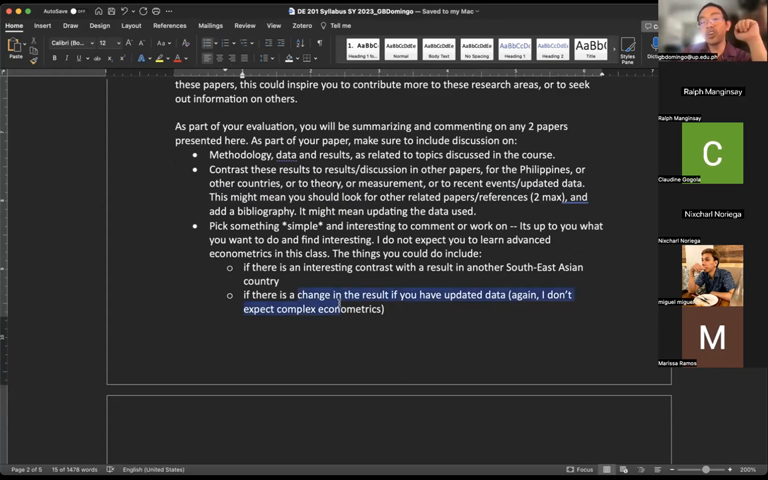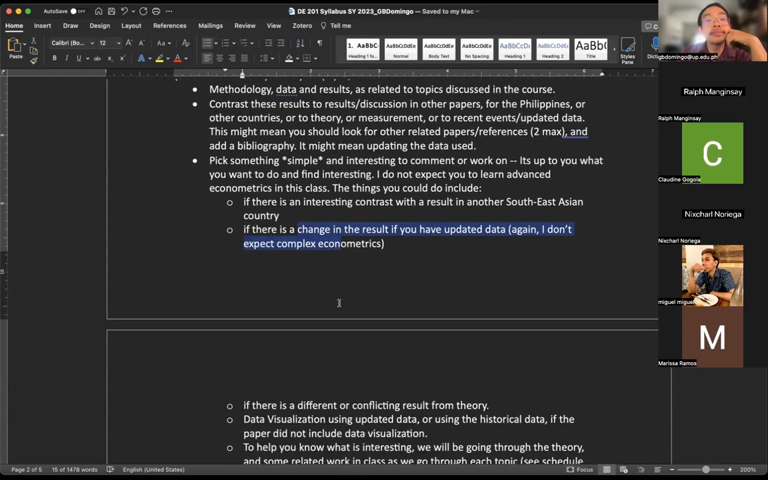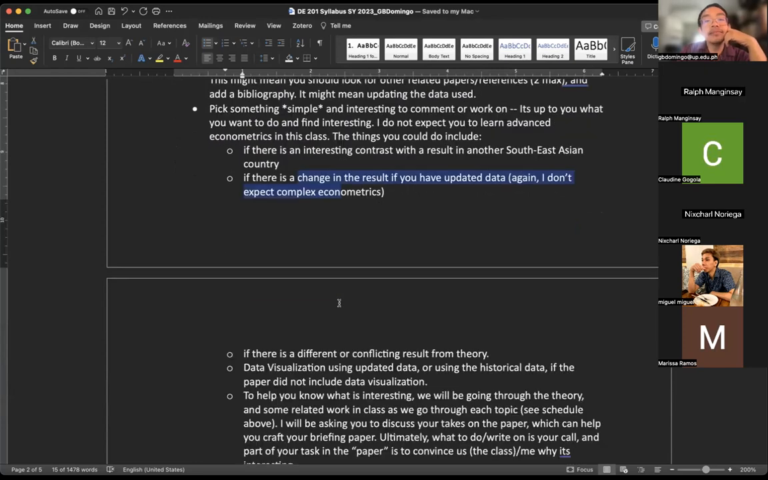I don't expect complex econometrics. Some of these can be complex. So for example, if we're talking about estimation of this function, consumption function, or the Phillips curve, I don't expect you necessarily to do that. But if you were interested in it, I wouldn't stop you.